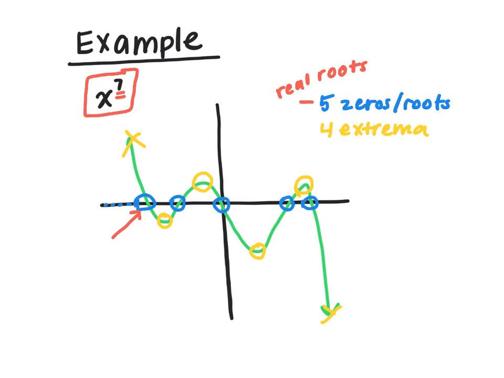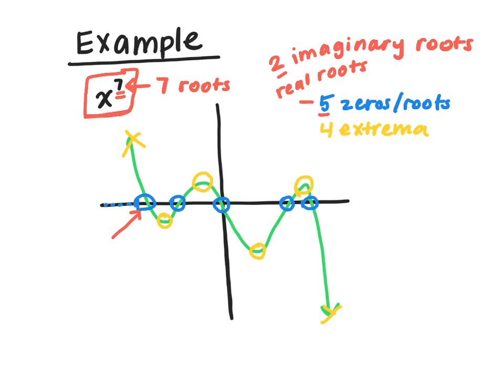So I have 5 real roots, but I know I have a possibility of 7 roots. Since I have 5 real and the possibility of 7, that means that I have 2 imaginary roots. Another way I could think about this, I have 5 real roots and 2 imaginary roots for a total of 7 roots. If you have any questions, y'all feel free to pause, rewatch, or call any of us over.